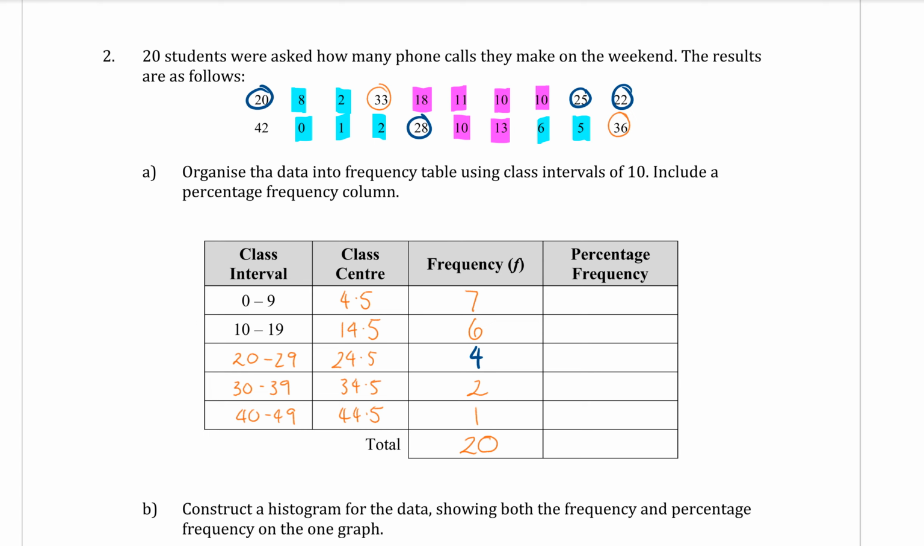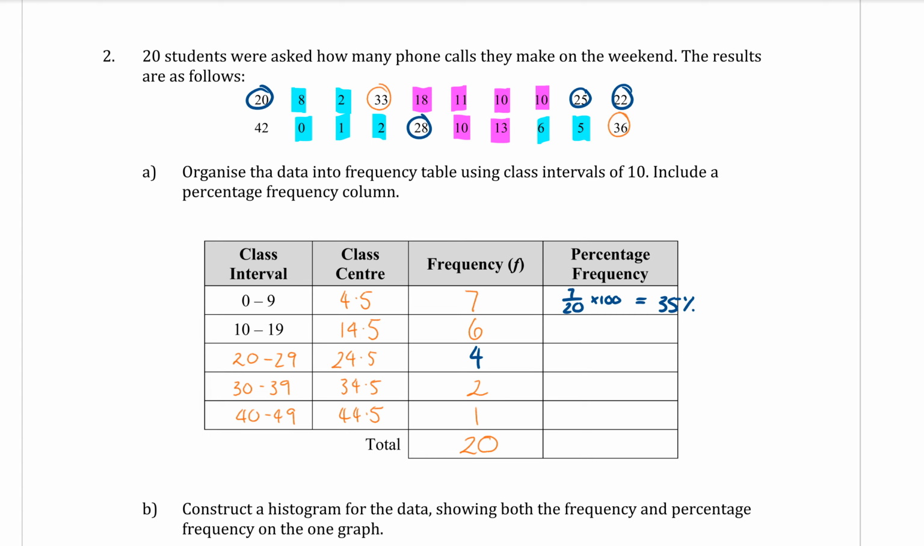We take our frequency and we put it over the total, and to make something a percentage, what do we do? Yes, times it by 100. That's how you turn a fraction into a percentage. So the first one is 7 over 20, and I want to times it by 100. That makes 35%. You don't need to do that working out for everyone, but at least write it there for one so you know what you did.